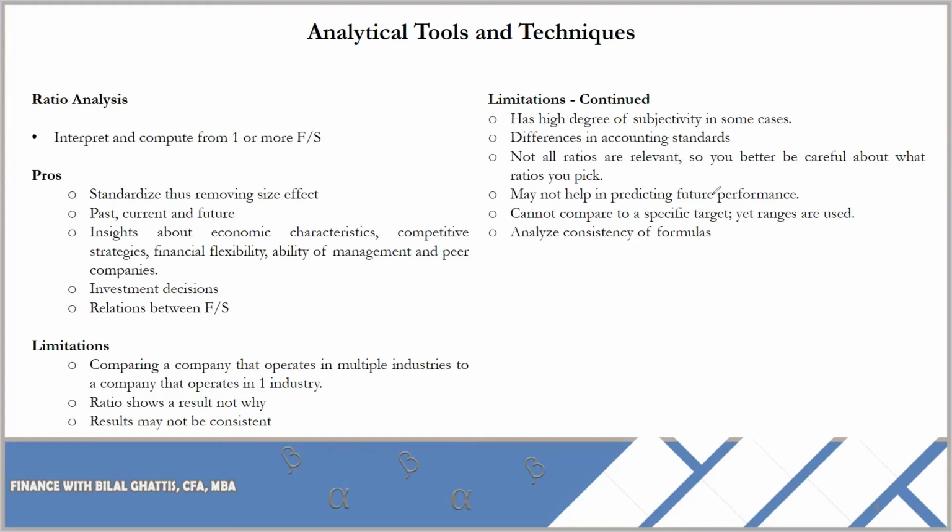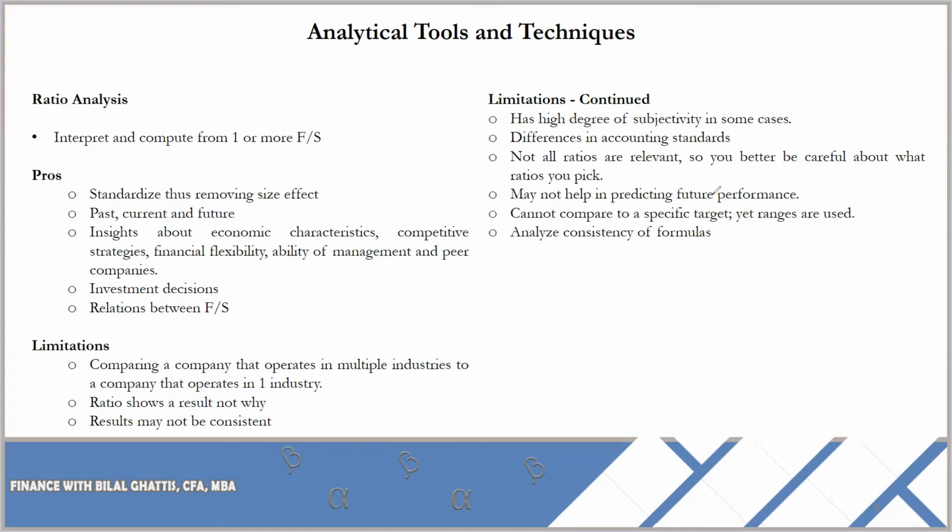Ratios can show you what happened in the past and the current position of the company, but they might not help you in all cases to predict future performance, because the past does not guarantee what's going to happen in the future. It's good to build on, but it's not a guarantee.